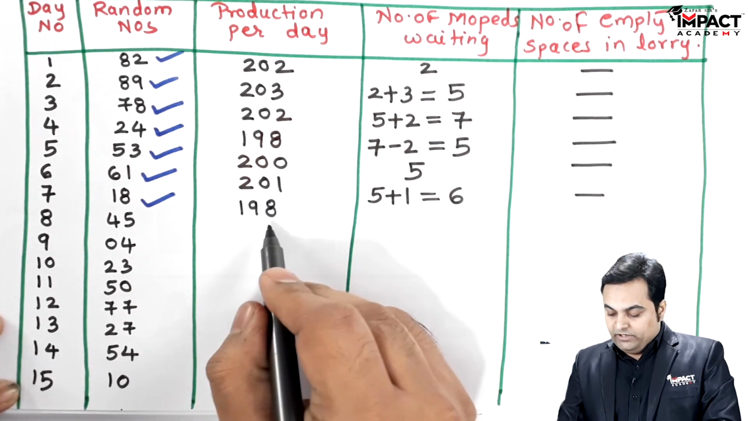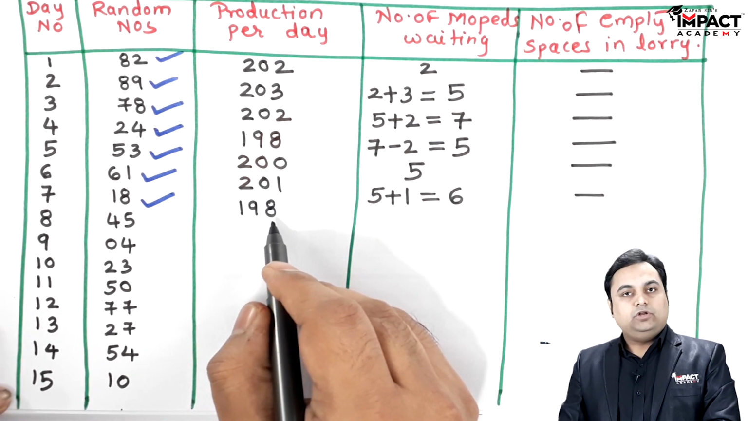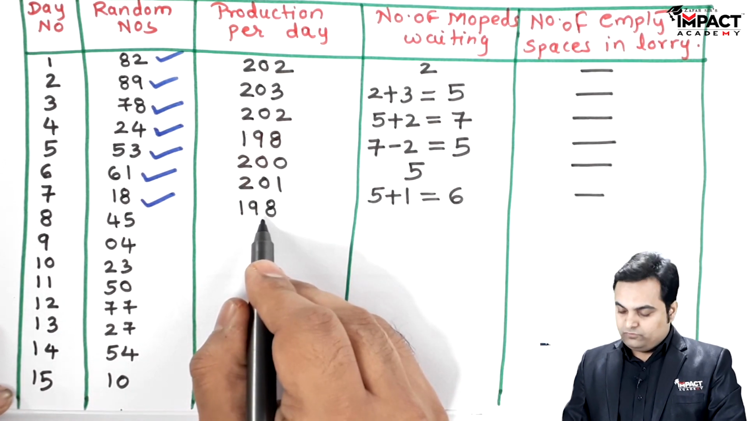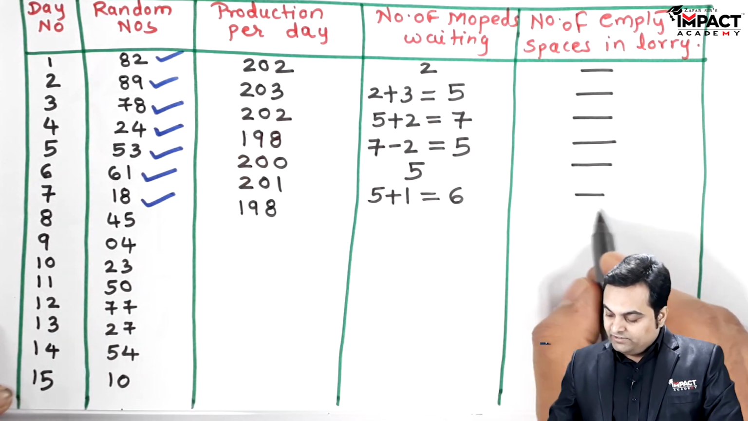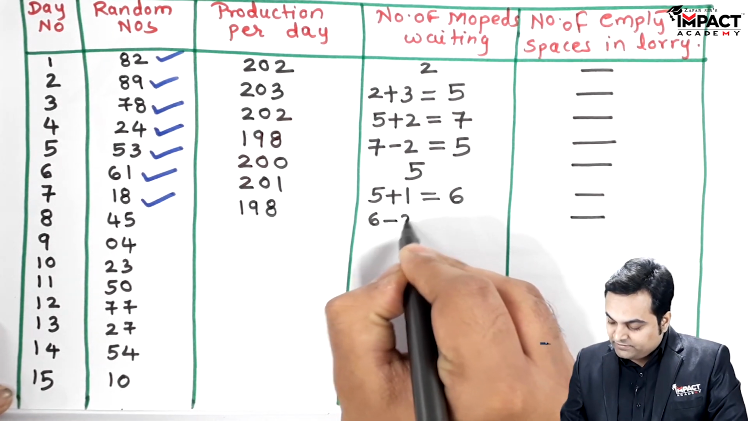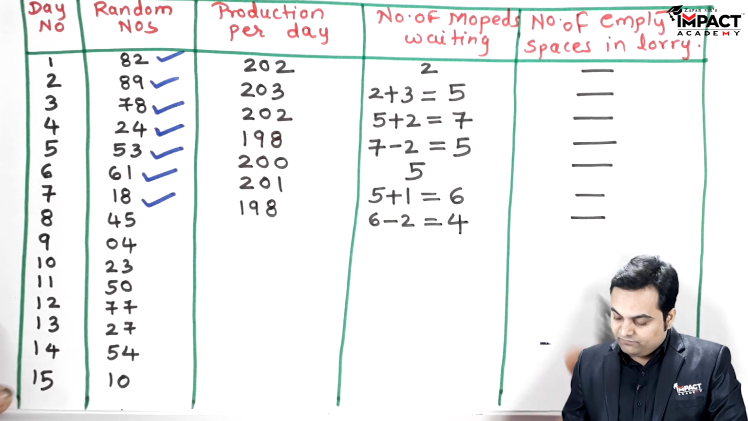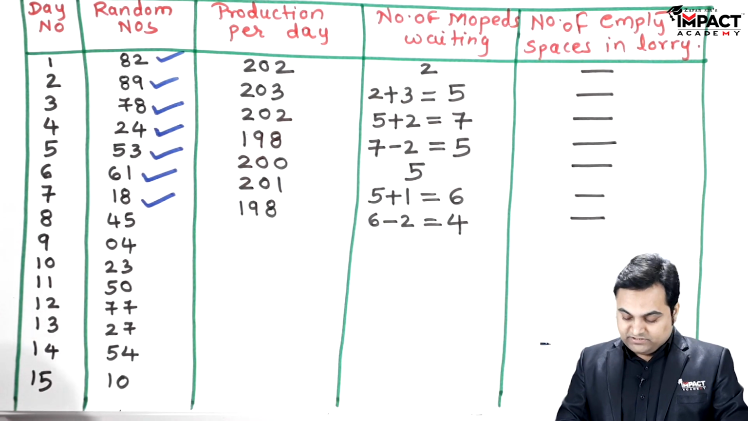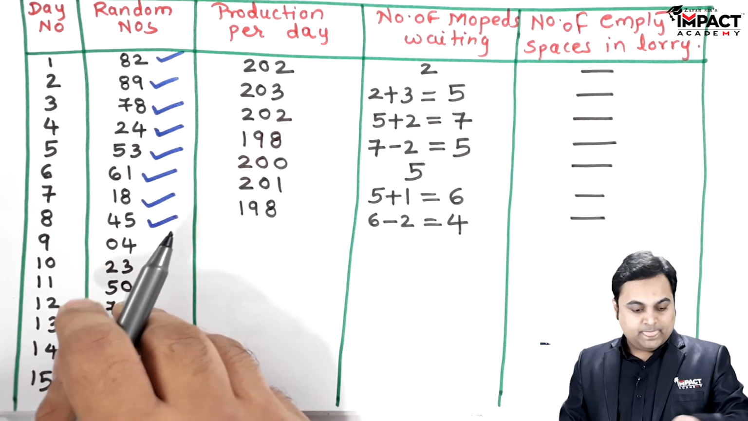Now in order to transfer them into the lorry, we need 200 mopeds. So 2 would be given from this 6, so that it becomes 200. So again there would be no empty spaces in the lorry, and from 6, 2 have been subtracted. So here we have 4 mopeds which are still left, they are waiting.